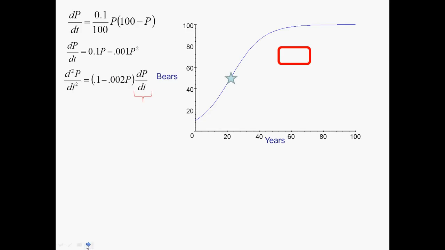But hey there, I already have an expression for dp dt, don't I? Because remember, I'm trying to set this equal to 0. dp dt is right there. So when is the second derivative equal to 0? It's when that's equal to 0 or that's equal to 0, right? Because it's a product of two things, one versus the other.